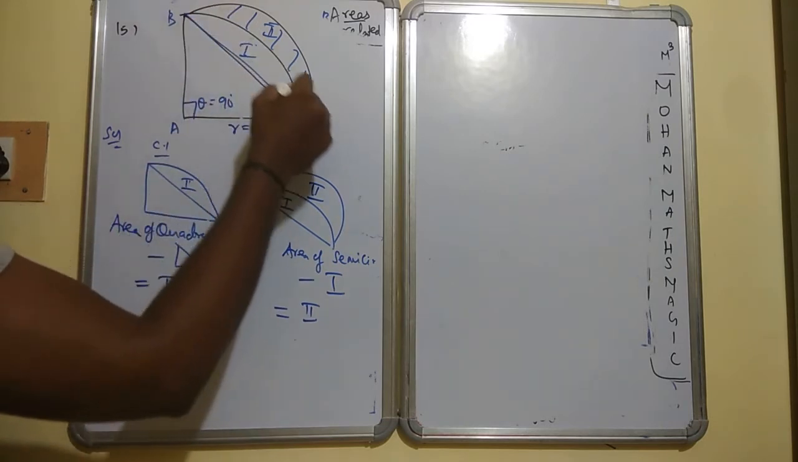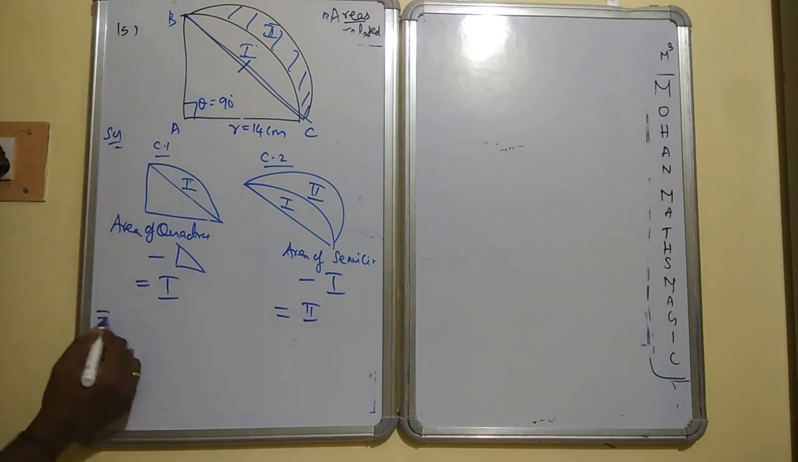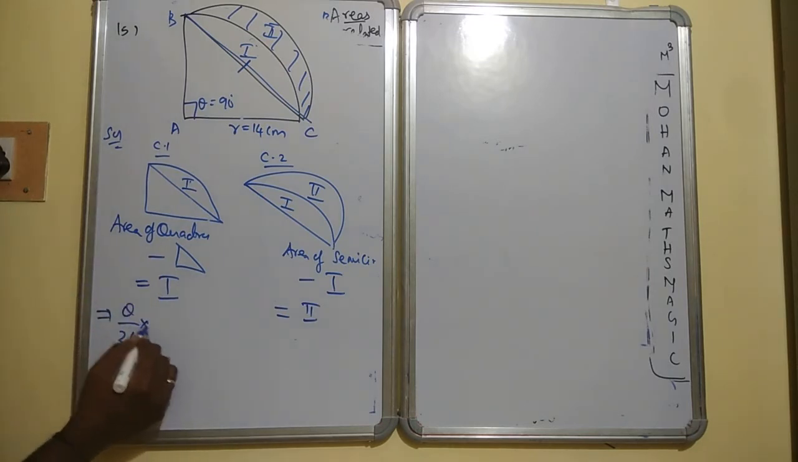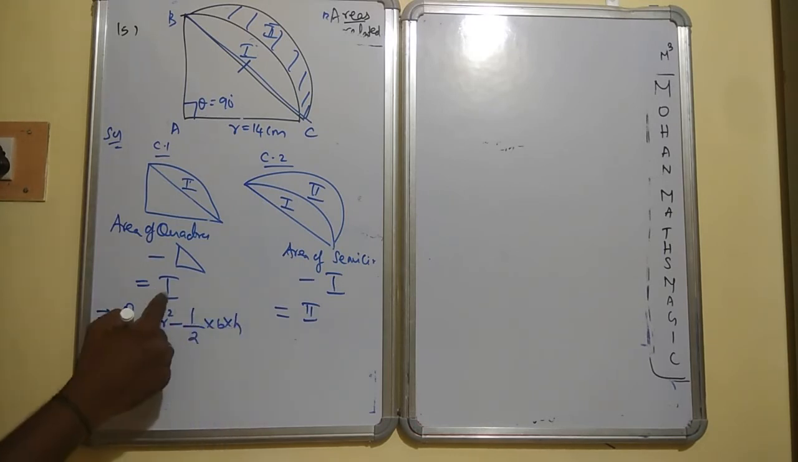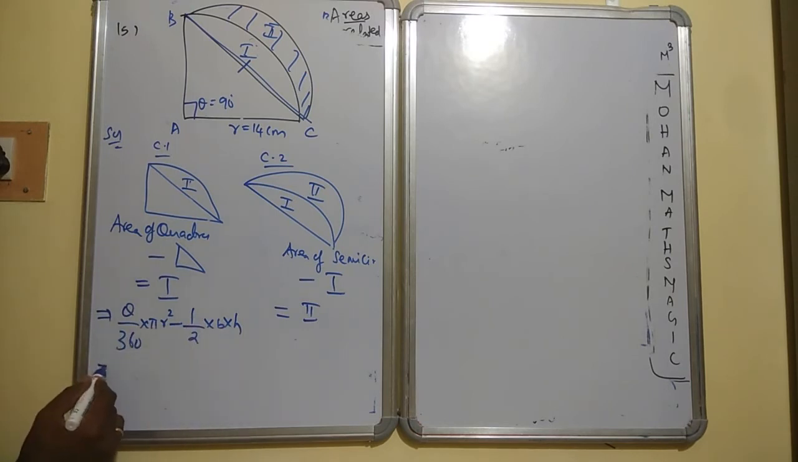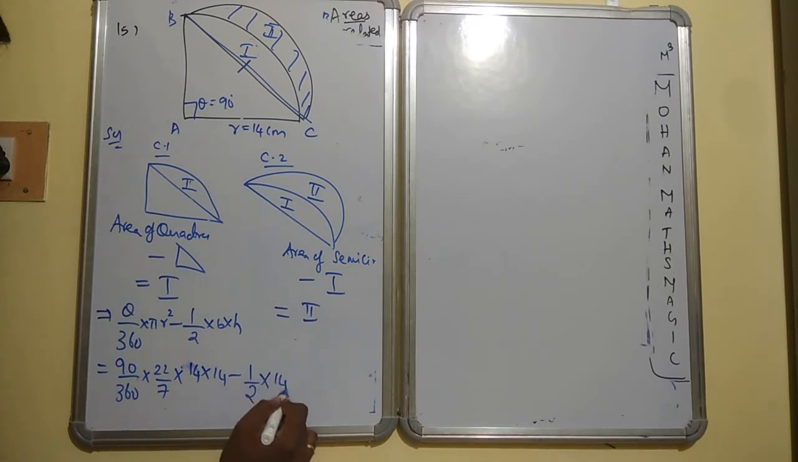For the semicircle we need the radius, so we need the hypotenuse. Okay, so let's see one by one. Now case 1. What is case 1? Quadrant: theta by 360 into pi r square minus half into base into height, because it's the first triangle. Theta value 90 by 360 into 22 by 7 into radius 14 into 14, minus half into 14 into 14, half base into height. Therefore, I think you'll get the answer. So I'll put the calculations for this sum.